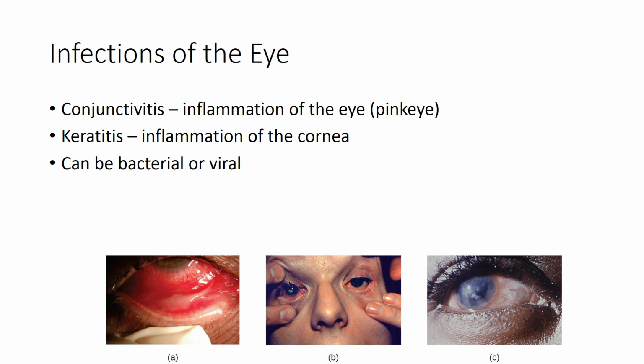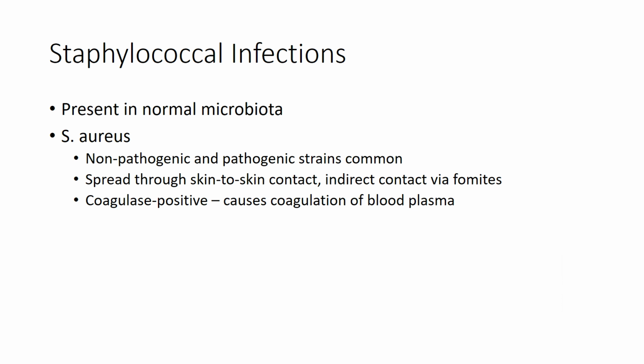You can end up with keratitis, which is an inflammation of the cornea, or you can have a combination of the two. And any overgrowth of bacteria or virus in your eye is going to lead to one of these conditions. Now that you understand that the skin and the eyes are heavily protected by that normal microbiota, let's look at some more specific infections that can occur on these two areas.